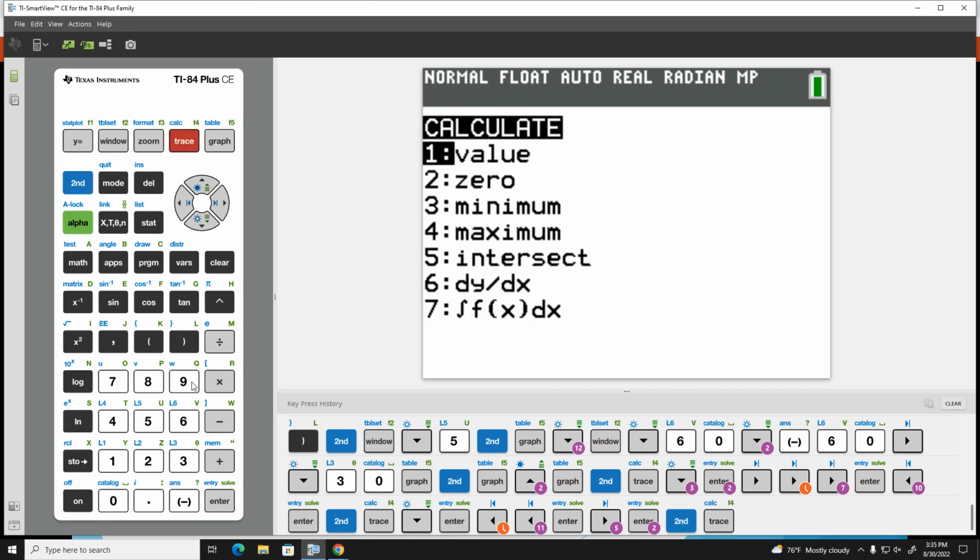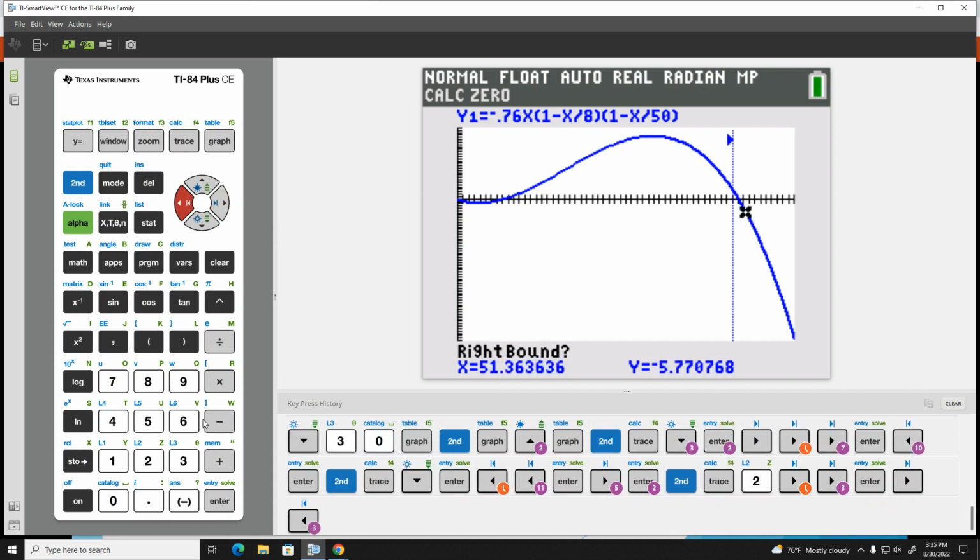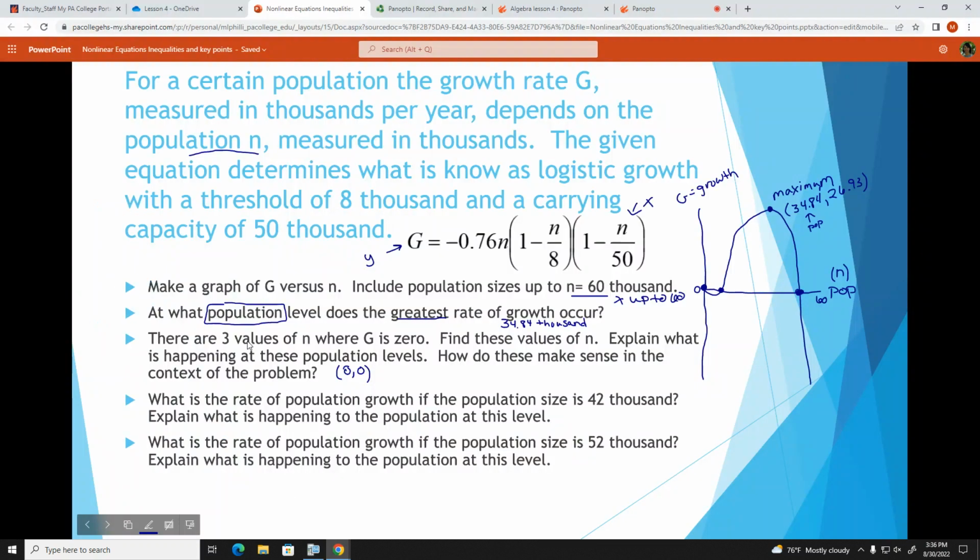Now I'm going to repeat this to get the next 0. So second, trace, option 2 for 0. Left boundary, so I'm going to go over here near the third 0. And this time I'm a little above, but I'm to the left. Hit enter, go to the right. That's further than I need. There we go, a little to the right, enter, and hit enter to guess, and that one's at 50. So what I have figured out is that we get a 0 at 8, 0, and another 0 at 50, 0.